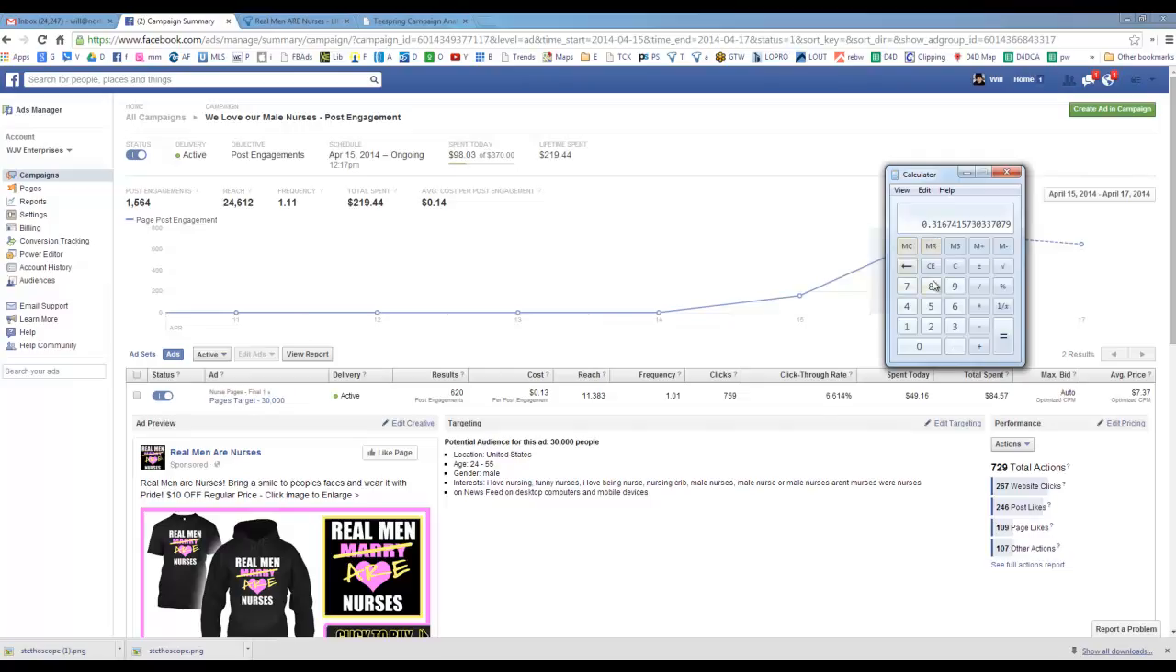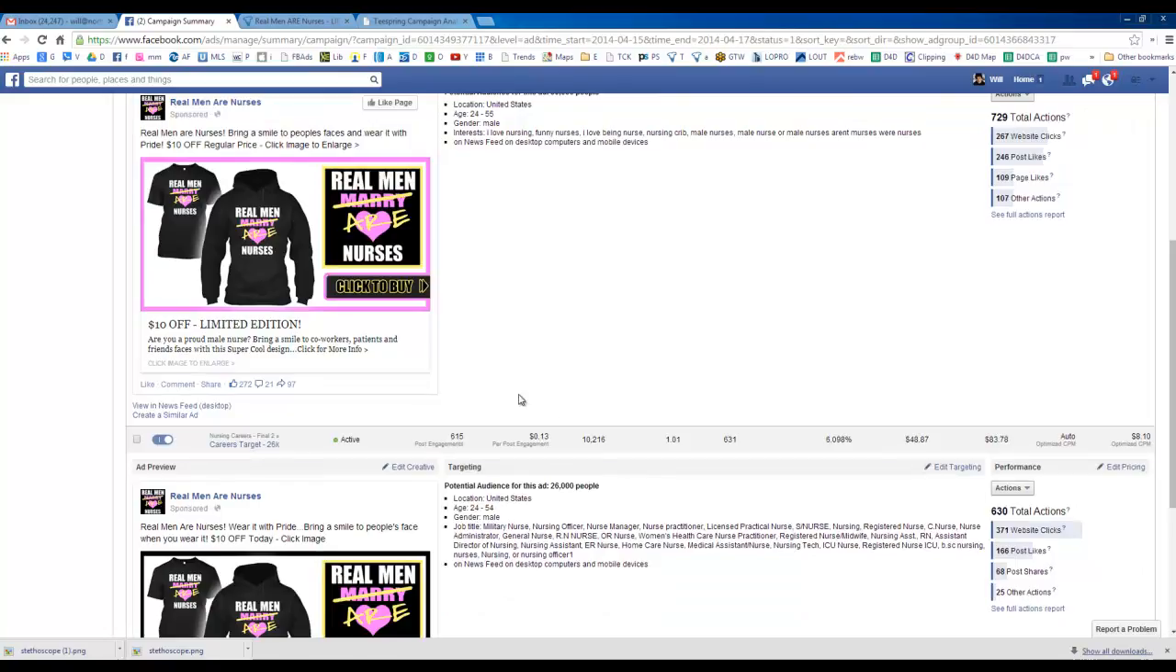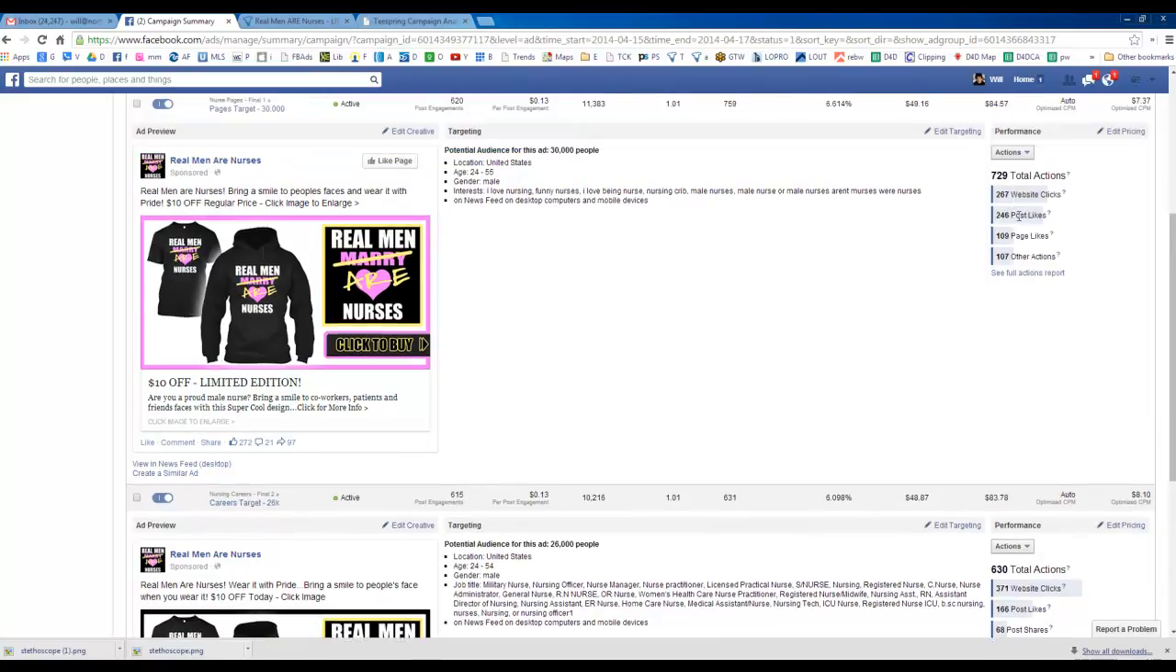What this is not accounting for are people who, like, shares, and comments, people who are clicking on our ad from shared posts. I don't believe that this is recording those. So here, just checking out our engagement. Our engagement is still really, really high. 246 post likes on this one, 109 page likes just on this ad alone, and 107.